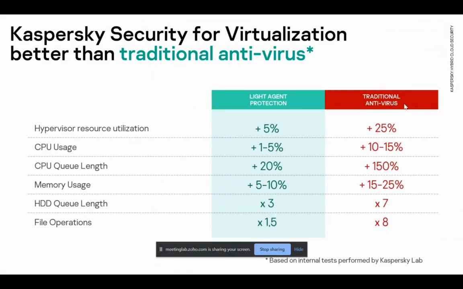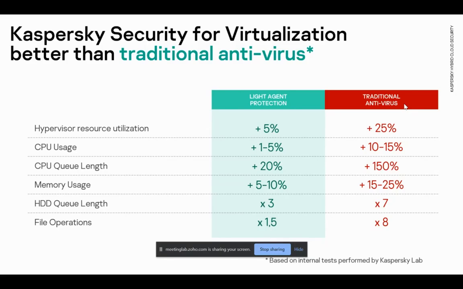So basically a consolidation, a table view of what we discussed in the previous slide. Hypervisor resource utilization: we offered only 5% more resource utilization of the hypervisor compared to 25% from traditional antivirus. CPU usage only 1 to 5%. Traditional antivirus has 10 to 15% more CPU usage.